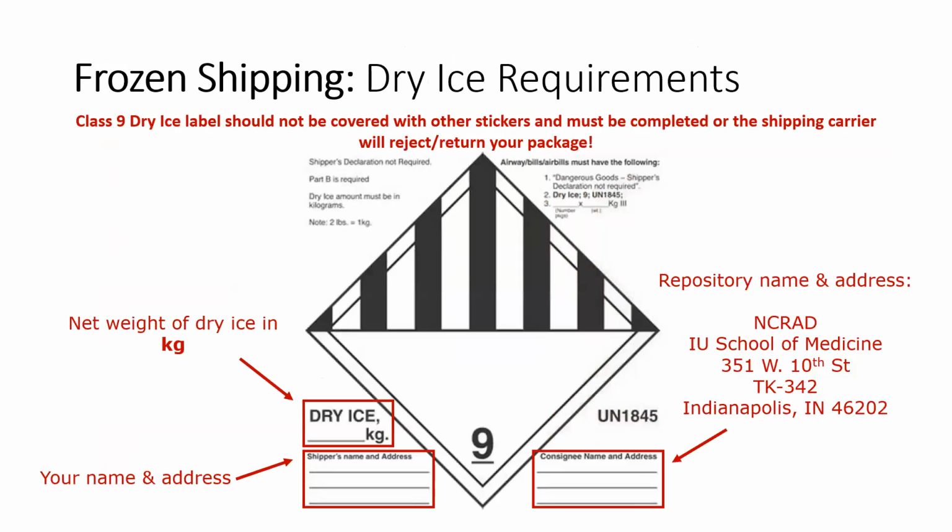The outside of the box will need the Class 9 dry ice label, and this label should not be covered with any other stickers or obscured in any way, and it must be fully completed or the shipping carrier might reject or return your package. It has happened before, so just be diligent when filling out this label. You will need to put the net weight of dry ice in kilograms in the bottom left of the label, your name and address on the bottom left, our name and address on the bottom right, which we've provided.